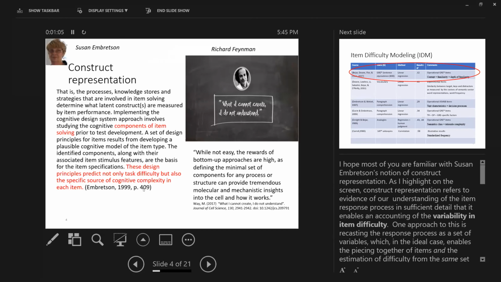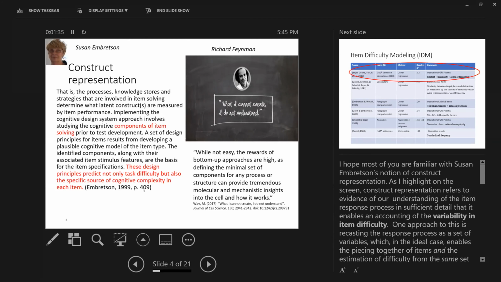Susan didn't mention it, but this is her idea from back in the 1980s, and I think it's a very fundamental idea. It's part of construct validity, and the essence of construct representation is this notion of knowing exactly what makes the items harder or easier. And so if you know that, you can then generate items with known difficulty and so forth.